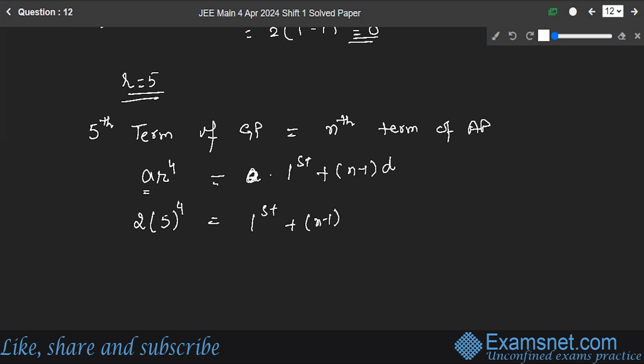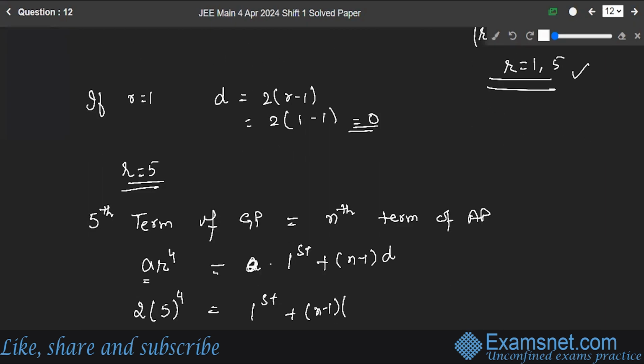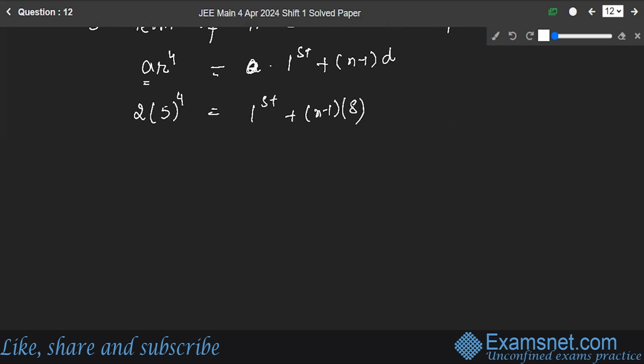N minus 1 into d. D was equal to d. So from here, I'll calculate d is equal to 2r minus 1, that is 5 minus 1, which will give me d is equal to 8. When I'm taking r is equal to 5, d will be equal to 8. Correct? So let's get back to the top because I have two unknown variables in this equation.